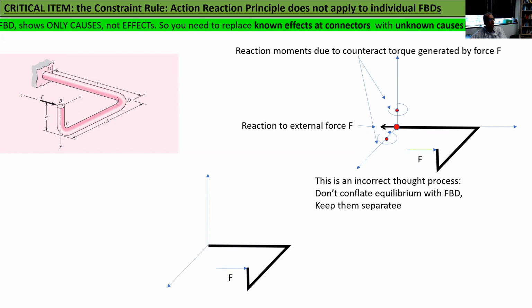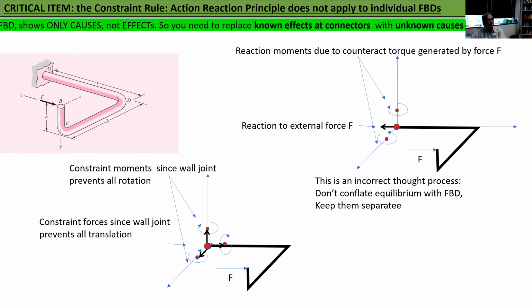What do I mean? Here's what I would do. Here is this force again. So this part is the same as yours. Now, I'm just going to draw three forces, which are constraint forces, since the wall joint prevents all translation. Can you see how I'm using the effect, which is prevention of translation, and replacing it with unknown causes, which are constraint forces? In the same way, I'm going to draw three constraint moments, since the wall joint prevents all rotation. So the effect, which is the rotation, which I know, is replaced with the unknown cause, which is the constraint moments.